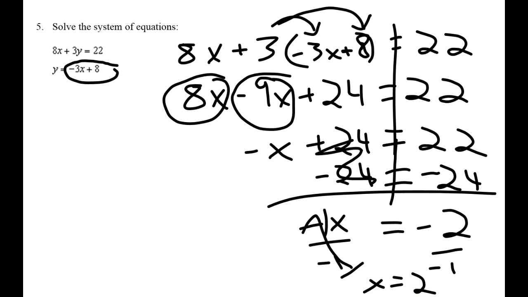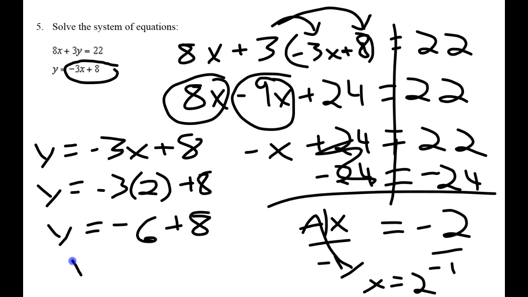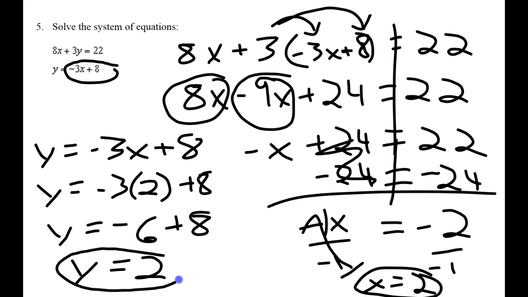Now I need to figure out what the x is, what the y is. So I'm going to use the second equation. Remember, you can pick either the first equation or the second equation to plug in what you know, but I'm going to go with the second one because it's already solved for y. y equals negative 3, my x is 2, plus 8, so y equals negative 3 times 2 is negative 6, plus 8, so that means y equals 2. So my answer is x equals 2 and y equals 2.